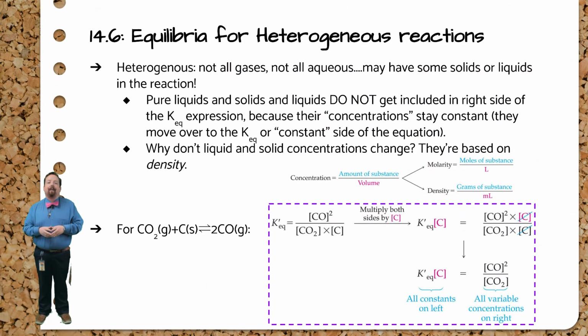As we said before, to find KEQ, you simply put the products to the power of their coefficients multiplied together over the reactants to the power of their coefficients multiplied together. This works when all species in your reactions are gases or aqueous. If you have solids or liquids, it doesn't quite work.